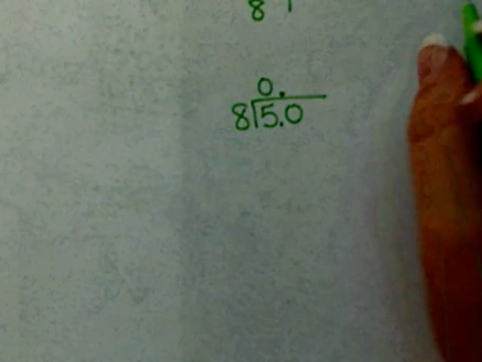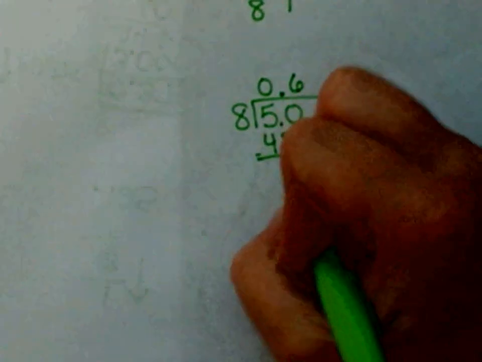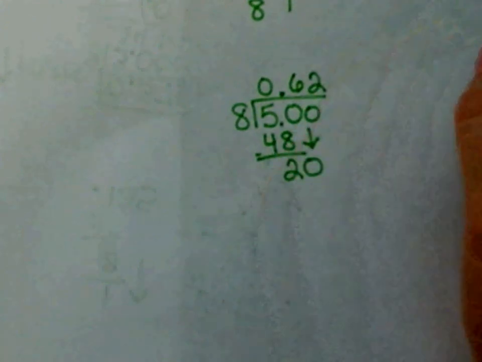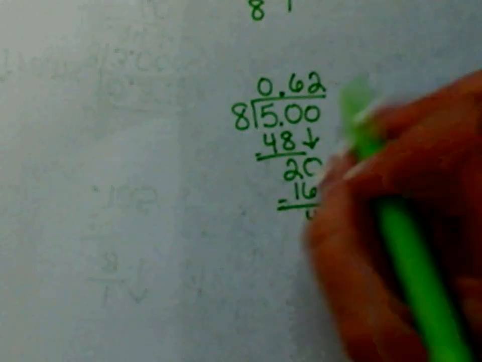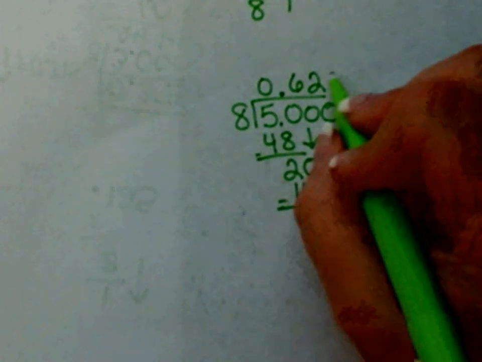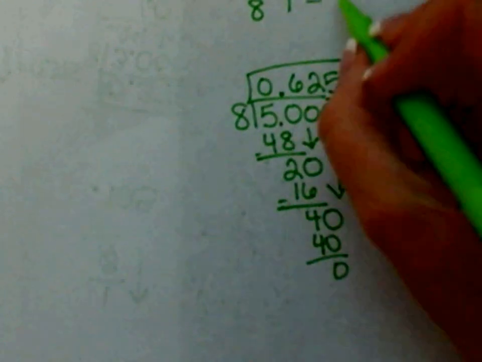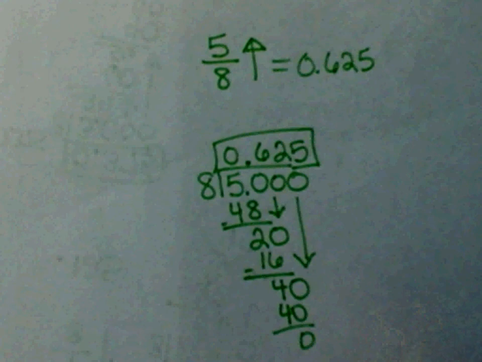8 goes into 50 6 times. 6 times 8 is 48. We get a 2. I'm going to add another 0 to expand it out even more. That goes in twice. 2 times 8 is 16. Bring down our 4. My numbers are still changing, so I'm going to expand it out again. Bring down my 0. 8 goes into 40. 5 times 8 is 40, so I'm left with a 0. So I know that 5/8 is equivalent to 625 thousandths. Transfer that into my flip book.